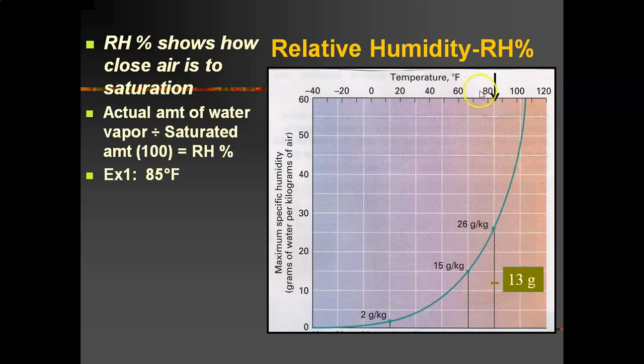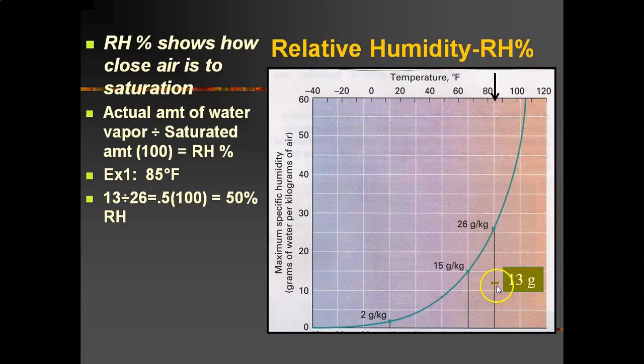So what I want to do is just take that 85-degree reading right here. We can see the maximum amount of water vapor the air can hold at 85 degrees is 26 grams. Now, let's pretend that at 85 degrees the air is holding 13 grams. So that's the actual amount. You can actually see, you don't even need the formula. You can see that the air is holding half of what it possibly can. So let's just do the formula.